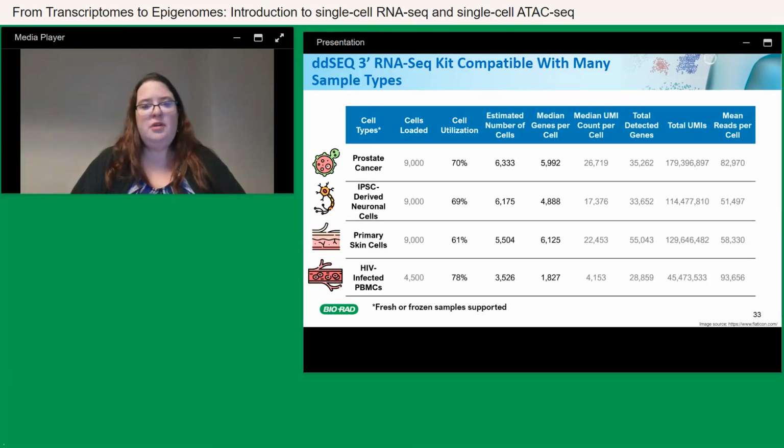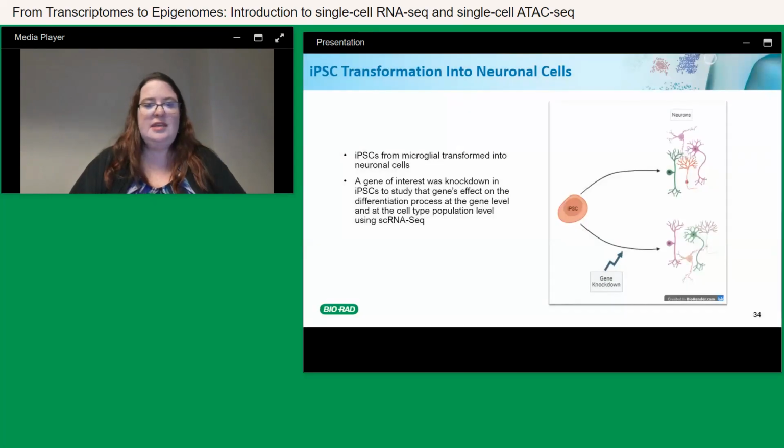Let's take a closer look at one of these samples, the iPS-derived neuronal cells. In this experiment, microglia was induced to become iPS cells, then transformed into neuronal cells. In this experiment, a gene of interest was knocked down and then transformed into the neuronal cells. Using our DD-seq 3' RNA-seq assay, we can investigate the role this gene of interest plays in the transformation process into neuronal cells, including how it affects the types of neurons in the final sample.